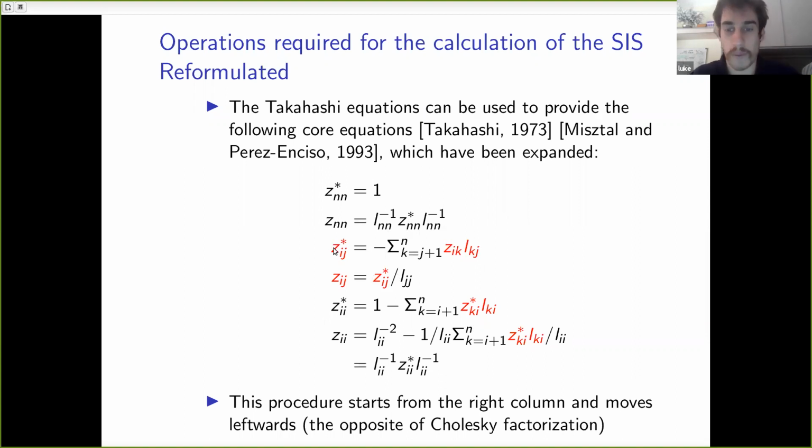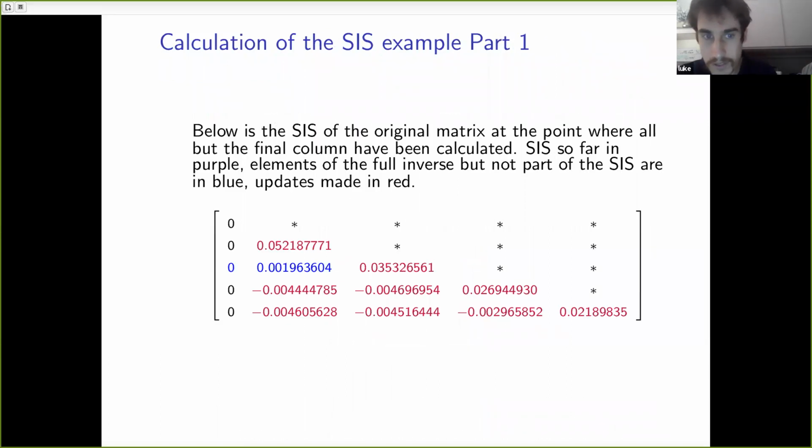The procedure starts from the rightmost column and moves leftwards, so the opposite of Cholesky factorization. So you go one way and you go back. So here's an example of this. The elements in blue are elements that would be 0 in the SIS because they're structural zeros. However, in the actual inverse, this is what the element would be. And the parts in purple, it's called purple in LaTeX, are the parts of the SIS that have been completed.